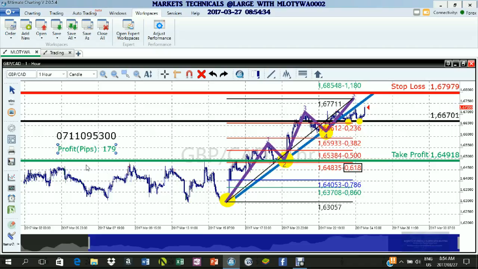Remember, there will be charges on the pair. This pair, Great British Pound against Canadian dollar, there will be some charges, so it might not be exactly this one. It might be 176, if they take 4 pips away from you. If you watched the previous video on market technicals at large, you will know how we use pips to calculate profit.